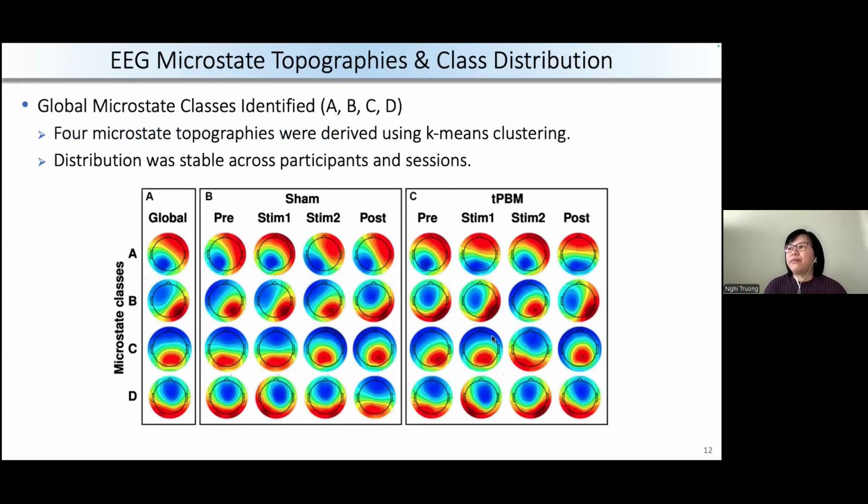So here are some results of our study. This figure depicts the dominant four global microstates across all conditions and all participants. And figures B and C illustrate the time-dependent topography under the sham condition and under the tPBM condition across the four microstate classes.